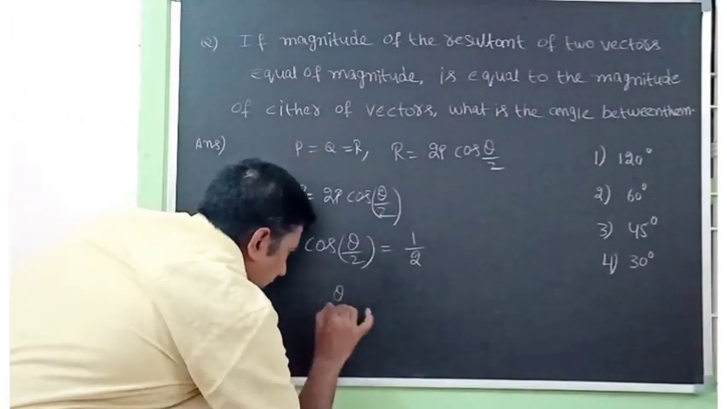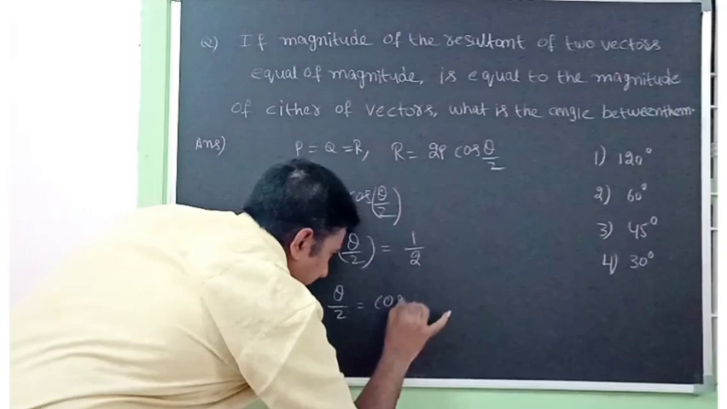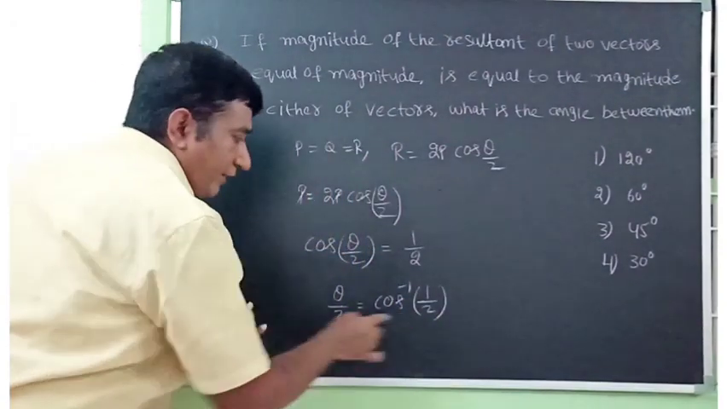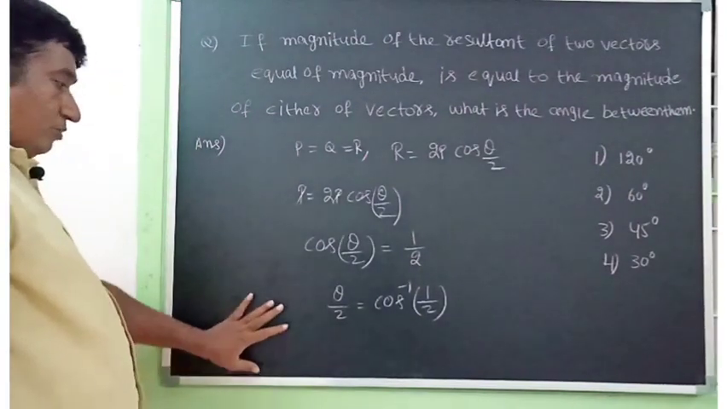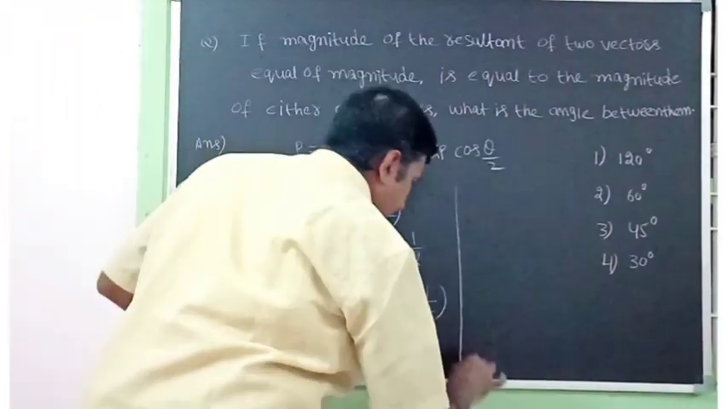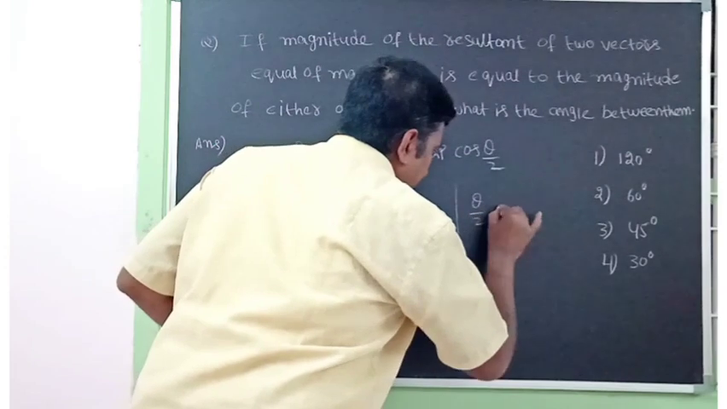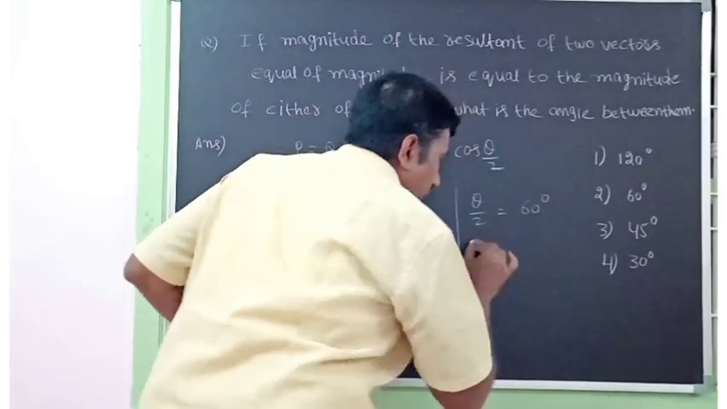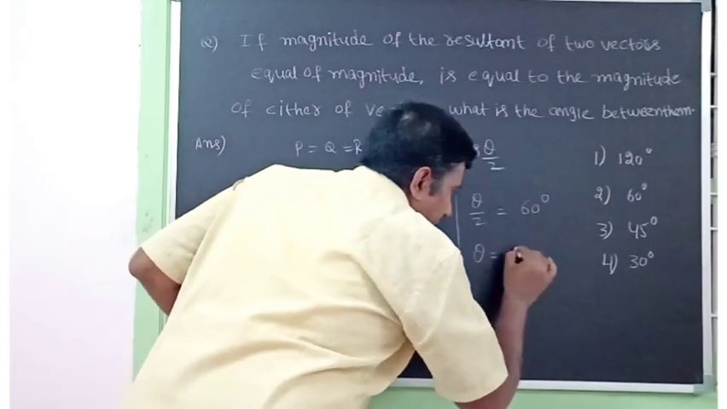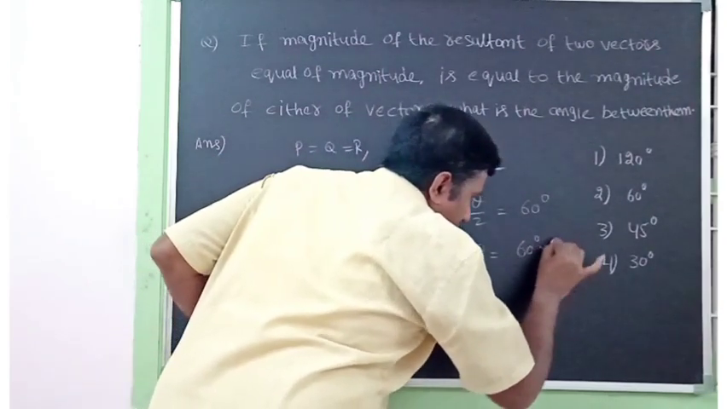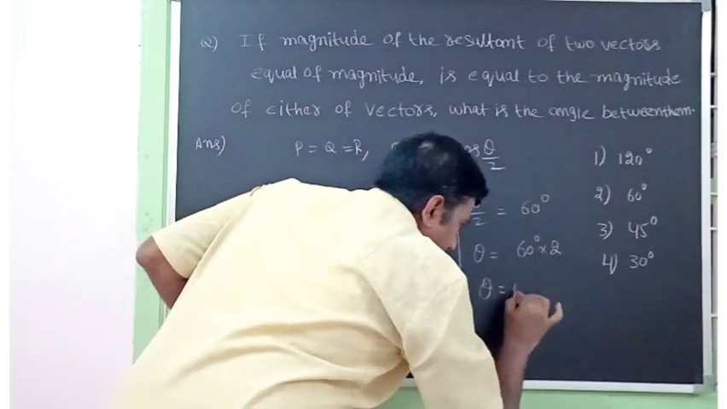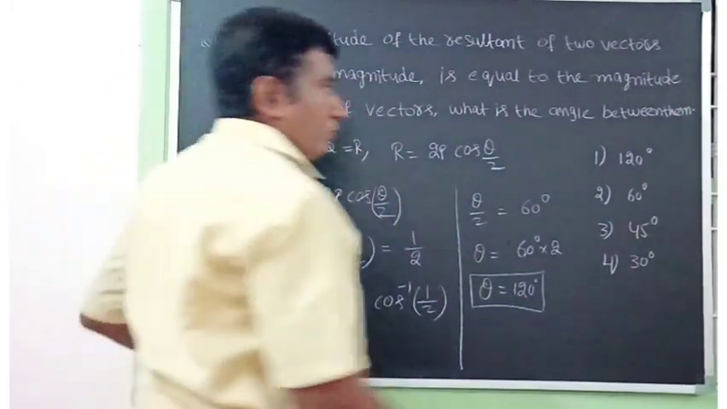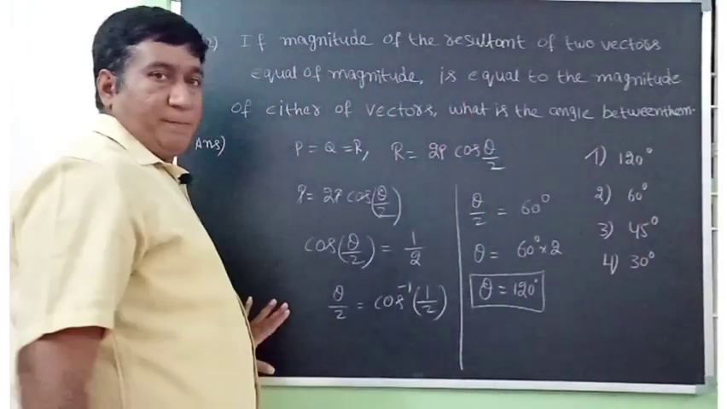So theta by 2 is equal to cos inverse of 1 by 2. So you should not cancel this. With the help of this, theta by 2, when we get a half, means 60 degrees. So what I should have to find is theta. Theta is equal to 60 degrees into 2. So theta is equal to 120 degrees. So the answer is 1.